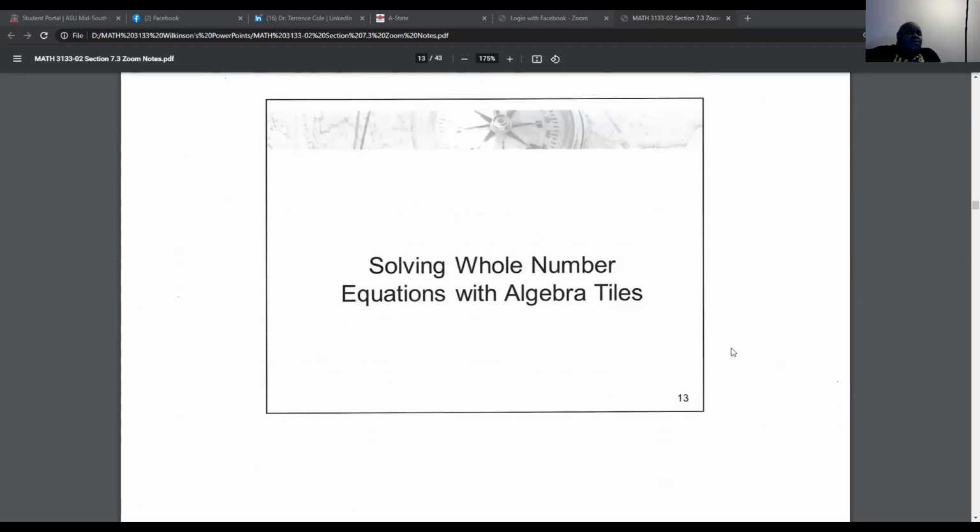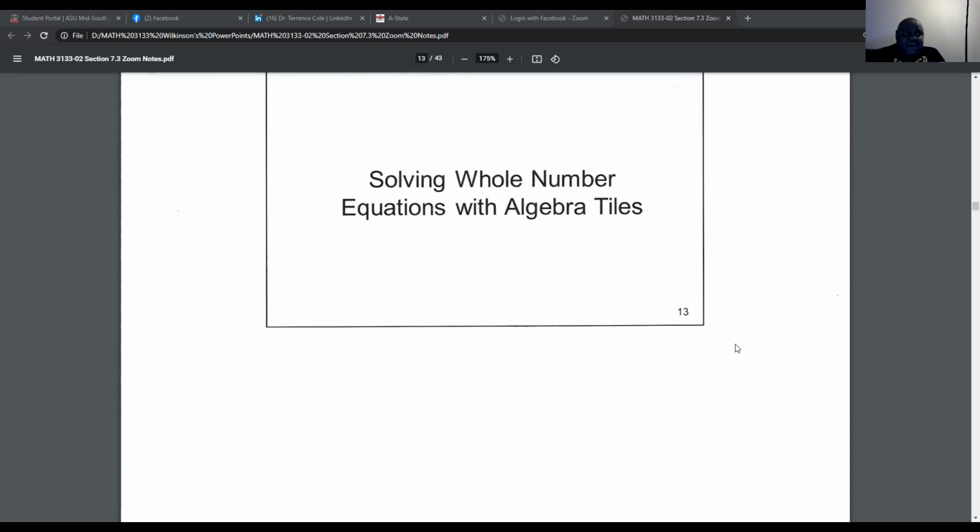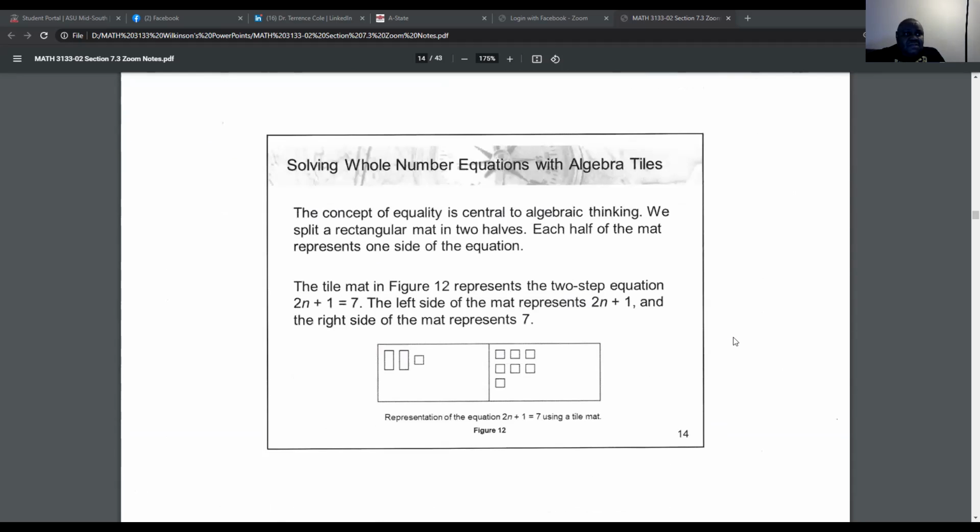Now let's try to solve whole number equations with algebra tiles. That'll be the next thing we'll talk about here. The concept of equality is central to algebraic thinking. So here we split a rectangular mat in two halves, as you can see here in this illustration. Each half of the mat represents one side of the equation. Okay, and that splitting line that you see here represents the equal sign.